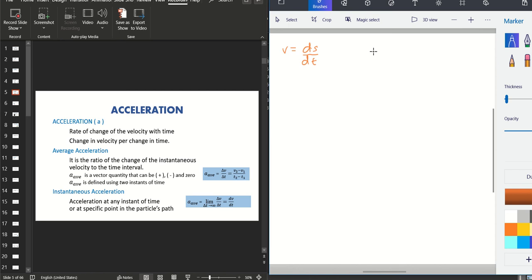I mean, we use different terms of variables. S when we say displacement, and D when we say distance. Okay? Again, displacement is different from distance. Okay, so that's velocity.